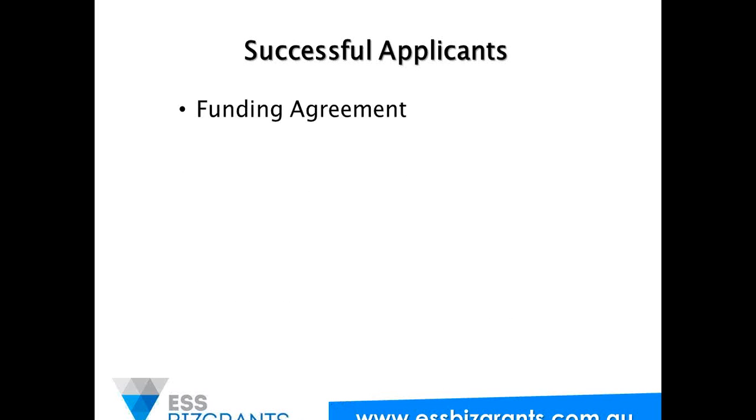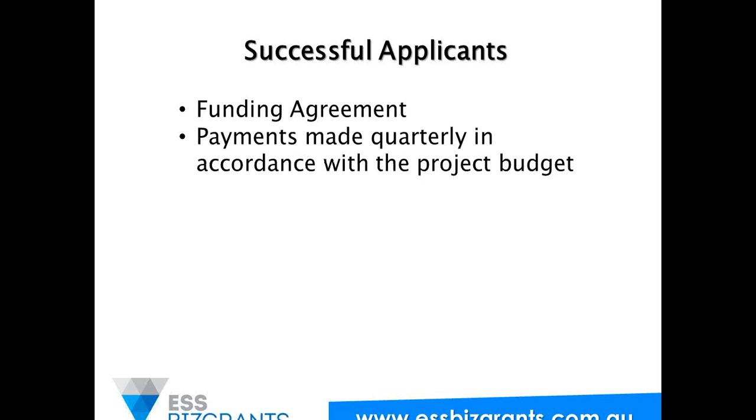Successful applicants must enter into a funding agreement with the Commonwealth, and if you've had any experience with these, you will know that you cannot change anything. You accept the agreement as it is, or you don't get the grant. The payments by the Commonwealth will be made quarterly in advance in accordance with the project budget. So if the budget is for a spend of $1 million, so the grant's $500,000, and you've indicated that in the first quarter you're going to spend $100,000 in total, the government will advance $50,000.